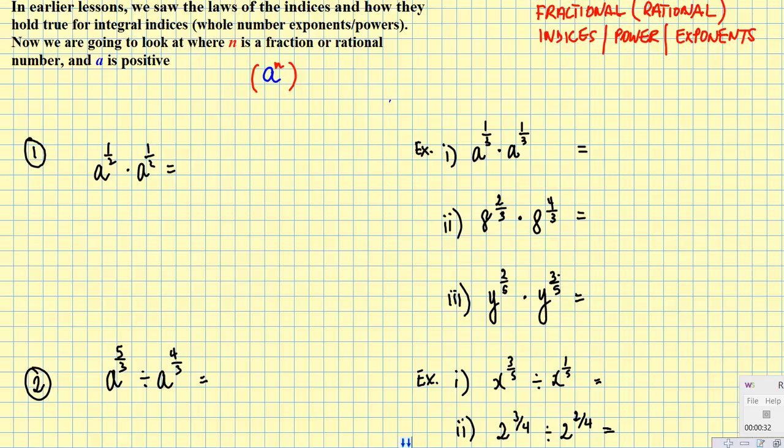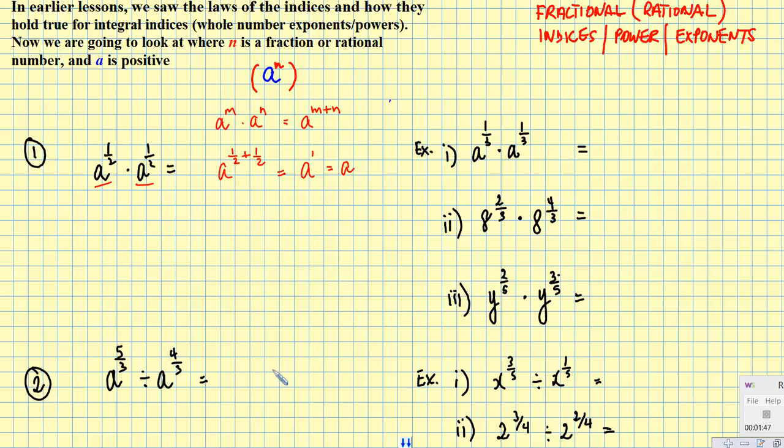even though we are dealing with fractions as exponents. So if I were looking at question number 1, a to the 1/2 times a to the 1/2, they have the same base, so I'm using the a to the m times a to the n equals a to the m plus n rule. That means I would just be adding my exponents together, so I would get a to the 1/2 plus 1/2.